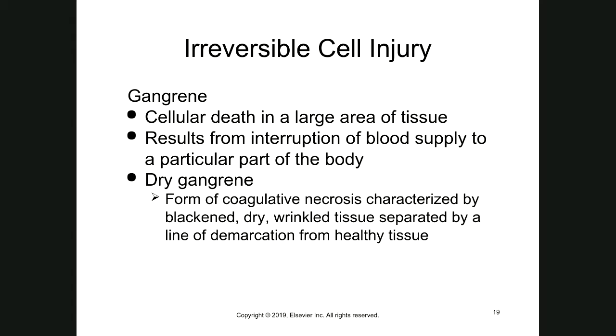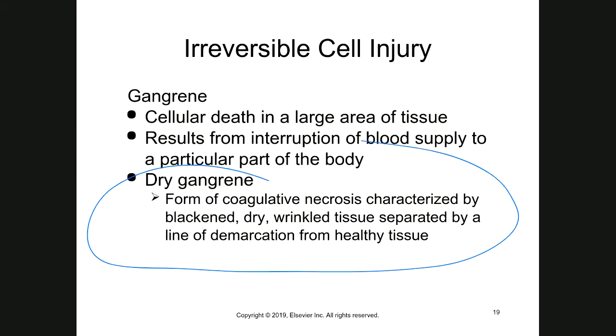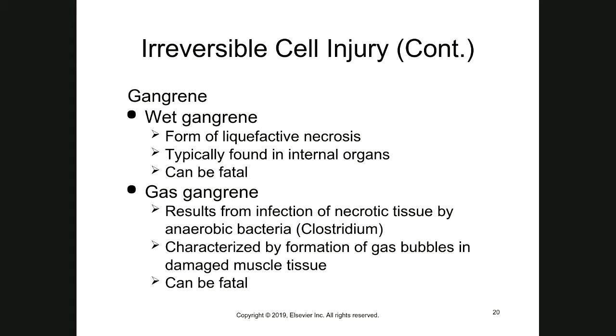Gangrene, cellular death in large areas of the tissue resulting from the interruption of the blood supply to a particular area of the body, or dry gangrene. Careful with this definition. Exactly, because diabetics always suffer this. One of 4, somebody will see dry gangrene. Other person we will see wet gangrene, and the others gangrene.